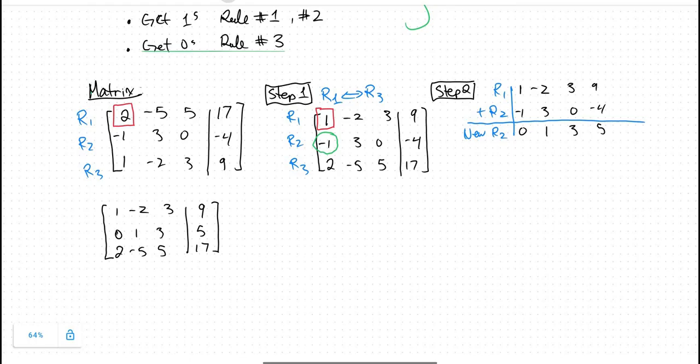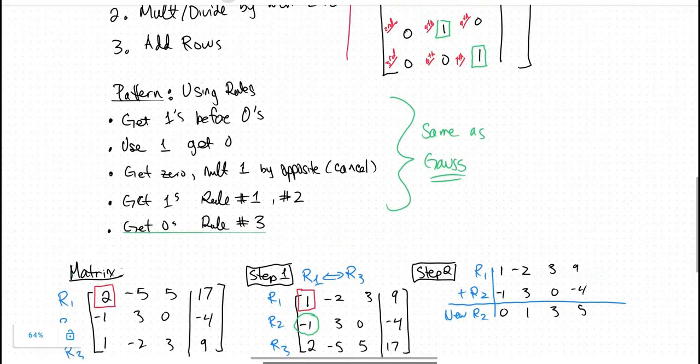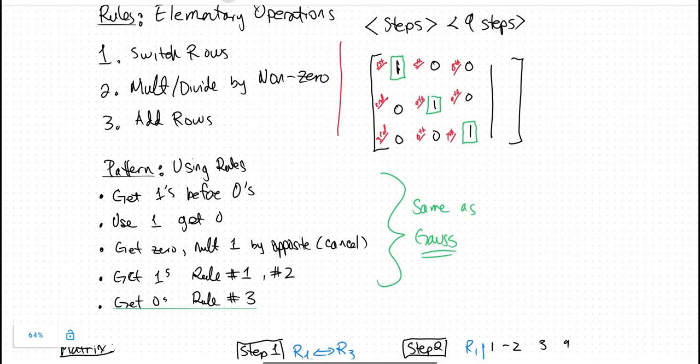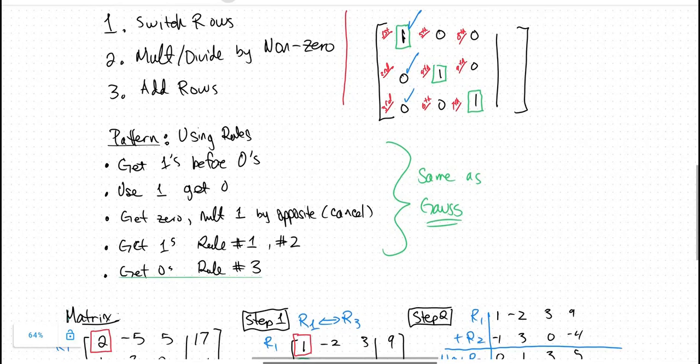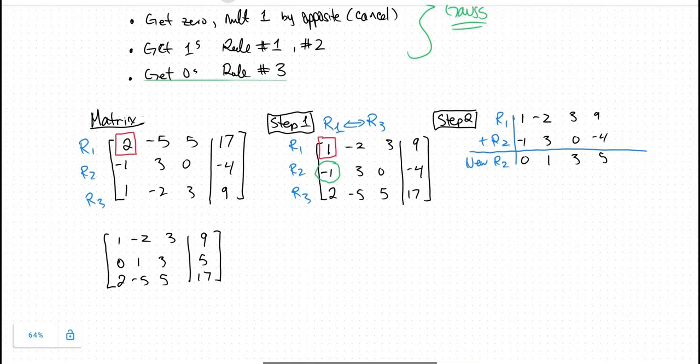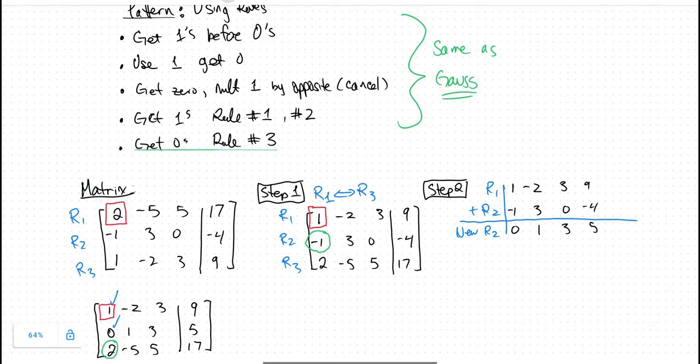Okay, so progress check. I need a 1 here, then a 0, then a 0. All right, let's look at what I have. I need a 1 here, I have it. I need a 0 here, I have it. So I need a 0 over here, so that's next. But the rule is you need to use the 1 to make the other one into a 0. And we always use the opposite to make it cancel.